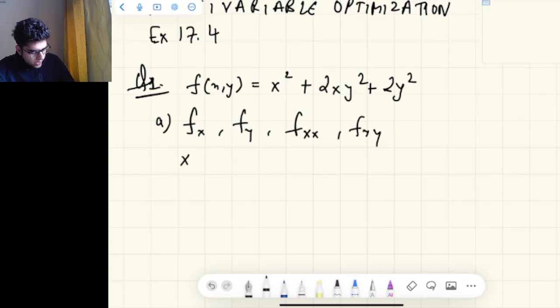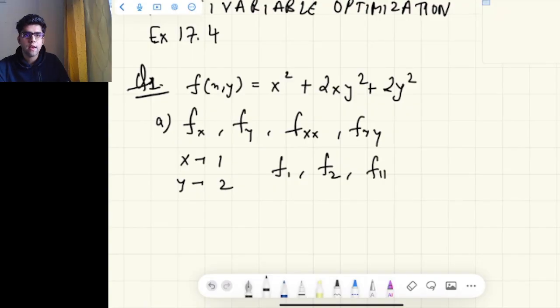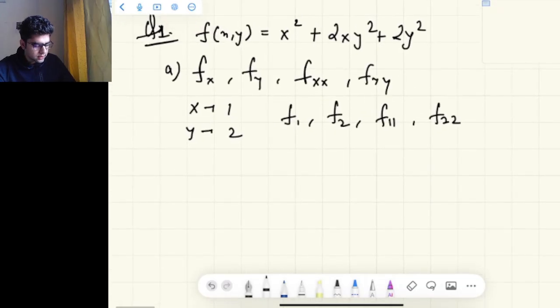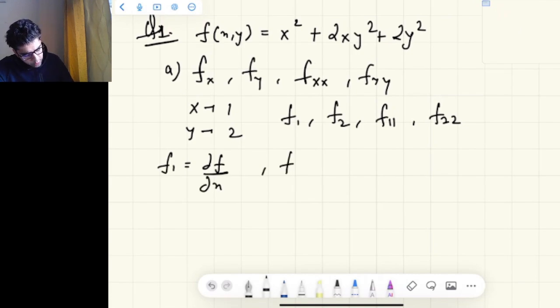If I denote x as the first variable and y as the second variable, I can write this as: we need to compute f1, which is fx, f2, which is fy, f11, which is fxx, and f22, which is fyy. First and second order partials of f. I have discussed this in the previous videos also. So f1 is del f by del x, the partial derivative of f with respect to x. f2 is the partial derivative of f with respect to y.